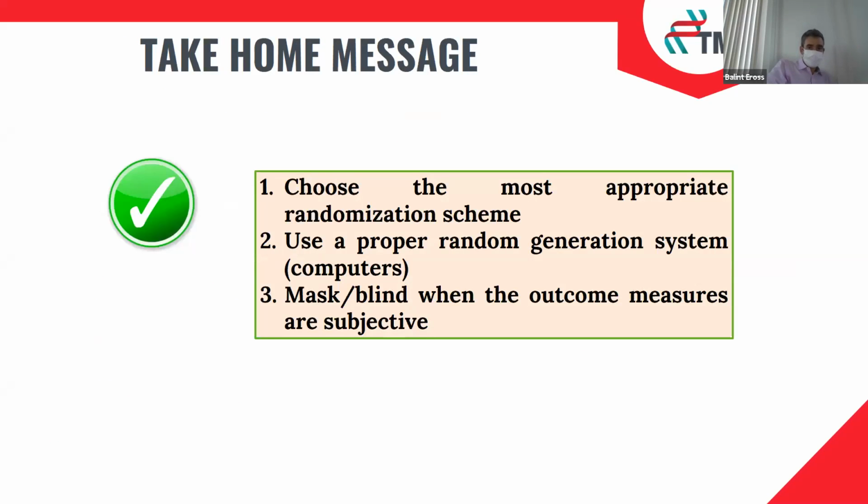So the take-home message: use the most appropriate randomization scheme, use a proper random generation system. So forget your coin. It's very good to practice and understand randomization, but you use a computer which then randomly generates a sequence for you. And when that randomization happens, mask and blind when the outcome measures are subjective. So basically in any study.